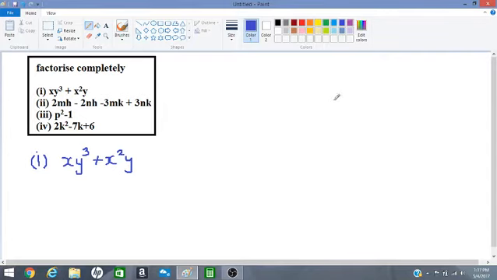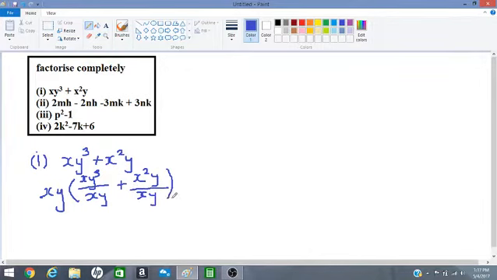Let's factorize these expressions. Number one, let us take out the highest common factor. Both of these terms have an x and a y. We divide xy cubed by our factor outside, xy, plus x squared y divided by our HCF outside here, which is xy. And then we simplify this expression.